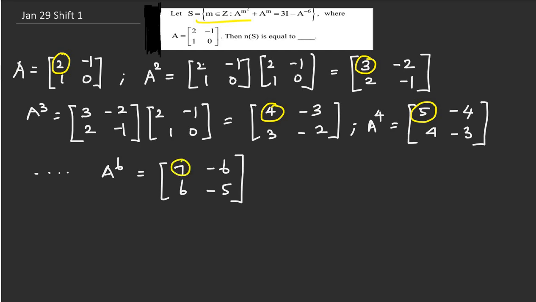So the first element in general, how can I write A to the power m? Any matrix of the form A to the power m can be written with first element m plus 1. A square has first element 3, so I can write it as m plus 1. The next element is minus 1. For all the elements, the second element is equal to minus m.